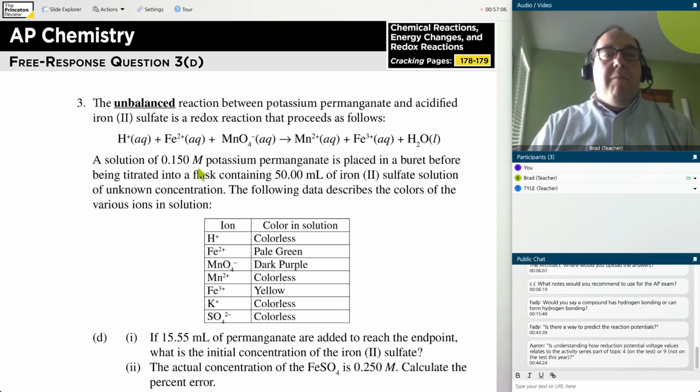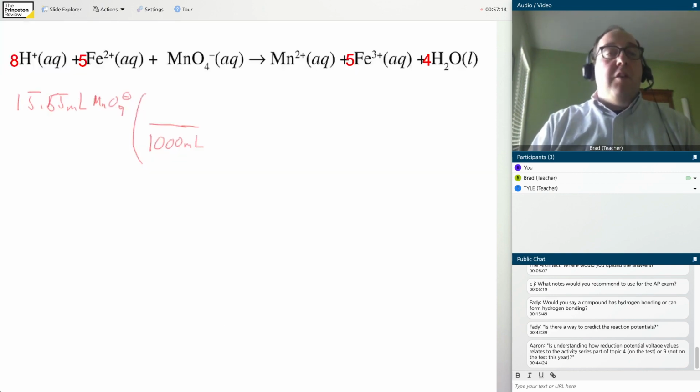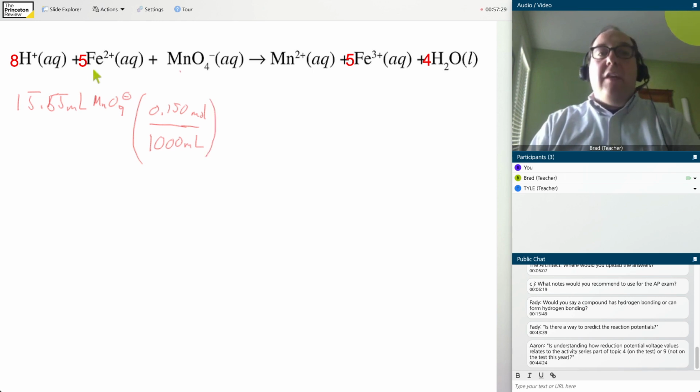I know that I'm going to have 0.15 moles, right? It's 0.15 molar, which means I have 0.15 moles per liter of solution. So for every 1,000 milliliters or 1 liter of solution, I'm going to have 0.150 moles. Right? So that tells me the amount of moles of potassium permanganate I've added into this reaction. I can correlate that to my moles of iron 2 by noting from the stoichiometric coefficients that for every 1 permanganate ion I have, I need 5 iron 2 plus ions to react with it.